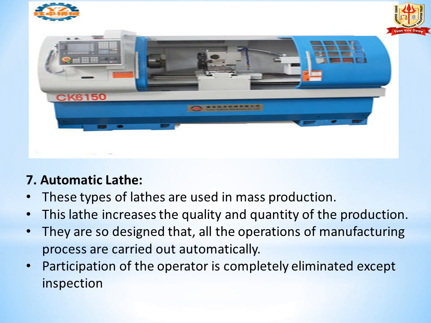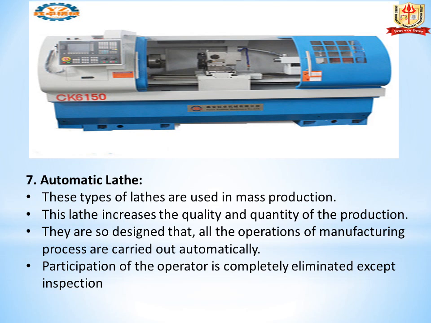Seventh machine is the automatic lathe. First point, these types of lathe are used in mass production. Second point, these lathes increase the quality and quantity of the production. Third point, they are so designed that all the operations of the manufacturing process are carried out automatically.